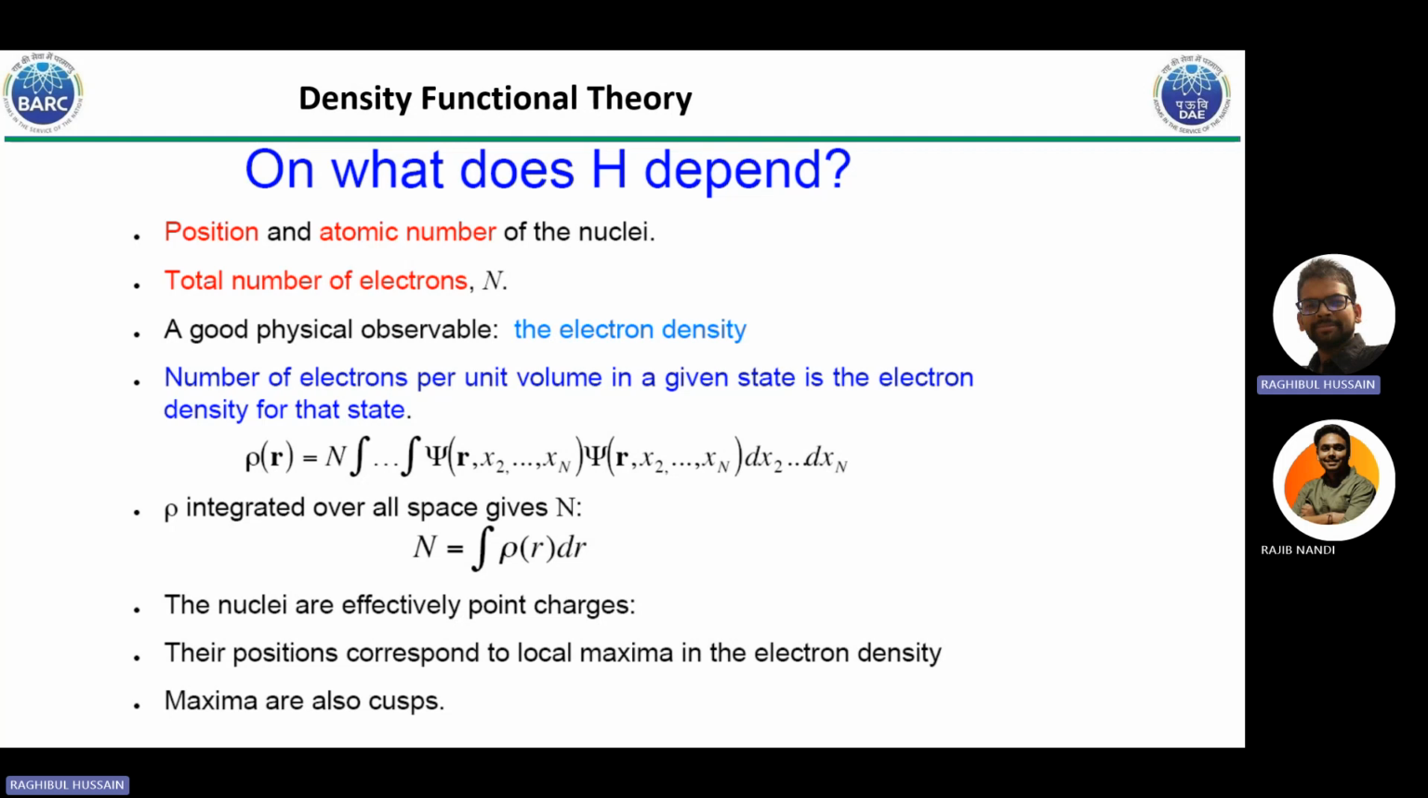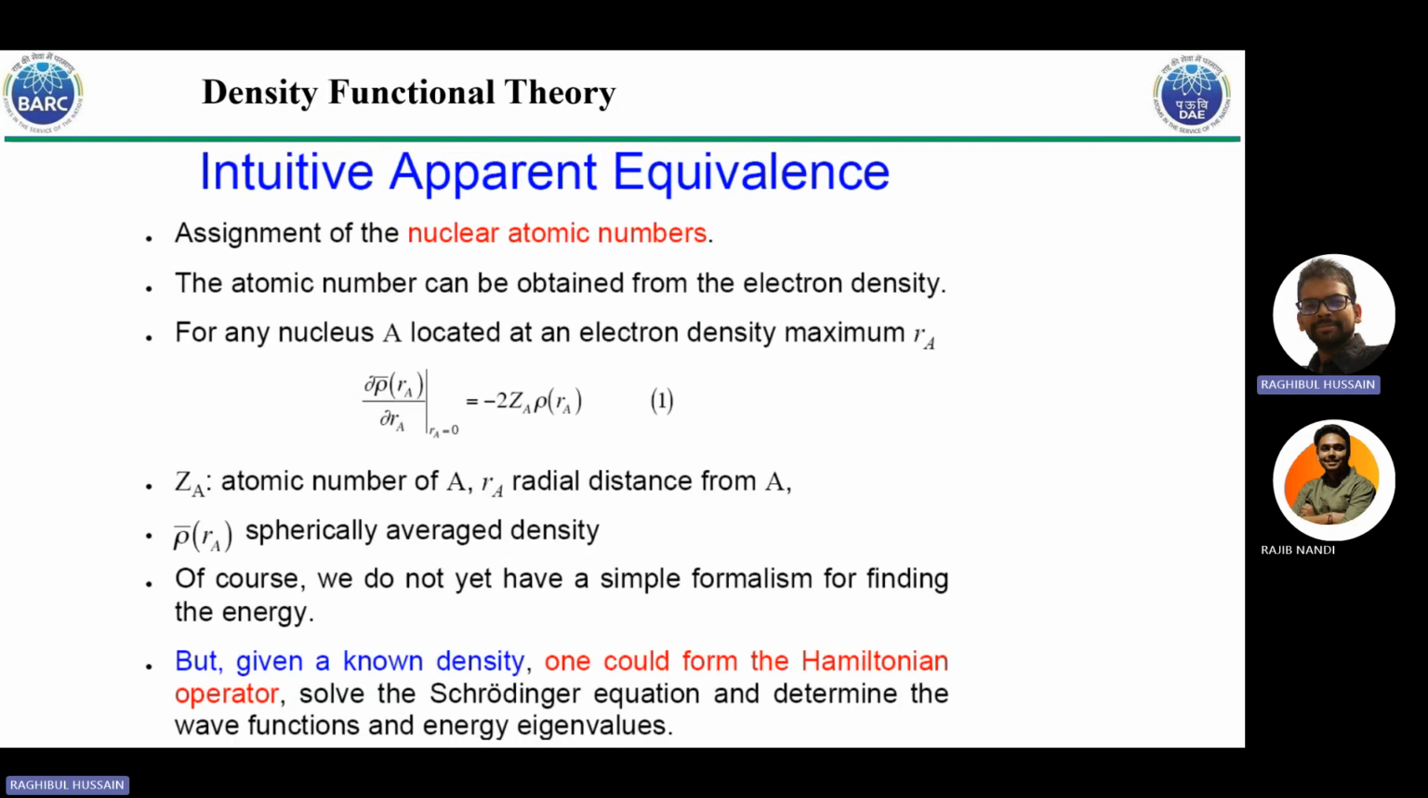Still, we have not constructed the function now. We are still saying the electron density may work. Why? Because it is satisfying these things. Okay, so then finally, now we can find out the atomic number of the element.